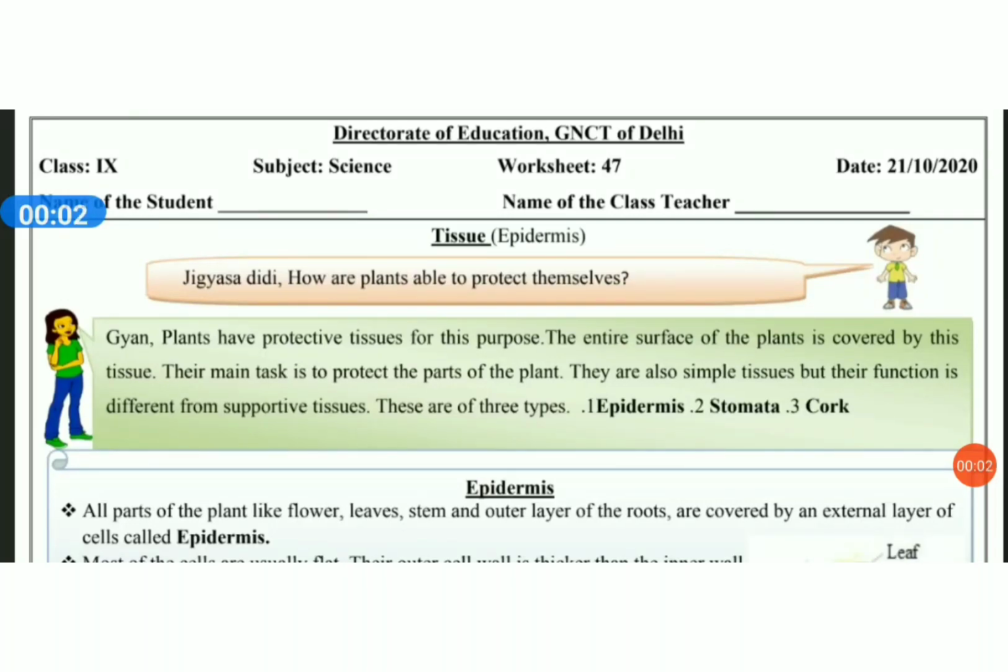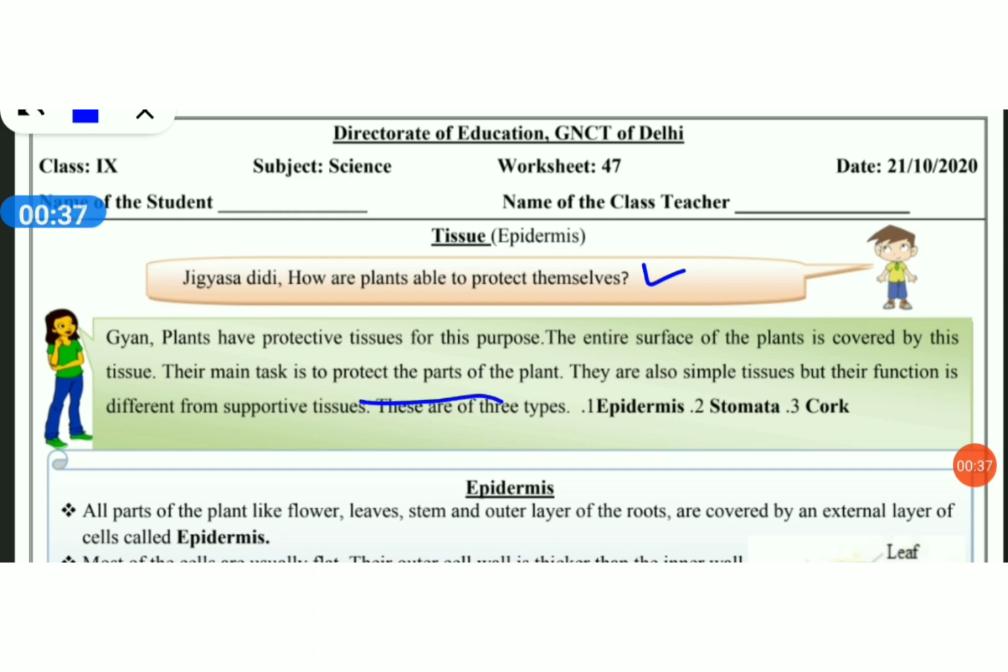Hello students, today we'll be discussing again our chapter 6 tissues, and today we'll continue with epidermis. Now as we know, these plants must also have something to protect themselves. So these plants also have protective tissues which cover the entire surface of the plants, and the main task of this tissue is to protect the parts of the plants.